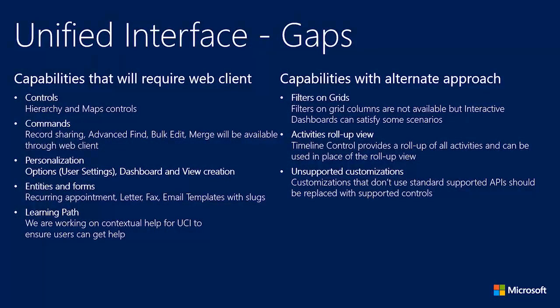We have a few capabilities that are not currently available on Unified Interface. We have a blog that lists them, and you can point customers to that. The blog link is available on the Go Do slide. A few controls like the composite control, hierarchy control, and Bing map controls are currently not available but are on the roadmap. We also have some commands missing on Unified Interface like advanced find, sharing, bulk edit, and merging of records. A few missing capabilities like filtering on grids can be accomplished by using interactive dashboards, and roll-up activities can be seen under the timeline control.